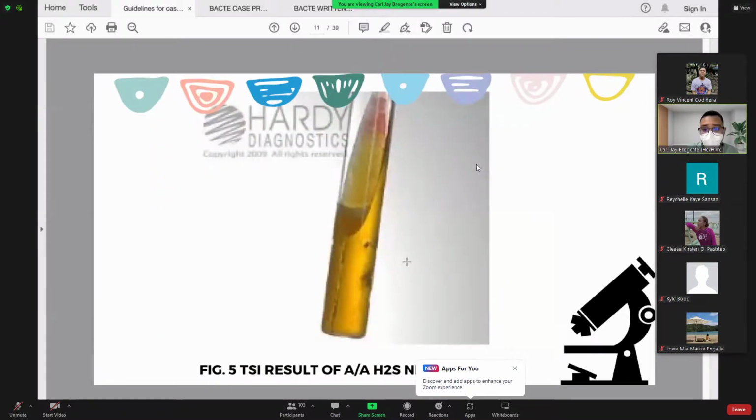And this is the TSI result. The TSI result is acid, acid with H2S negative. So that's yellow over yellow without any blackening at the bottom portion of the tube.